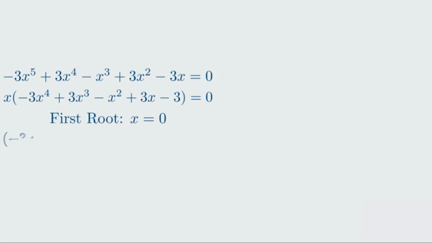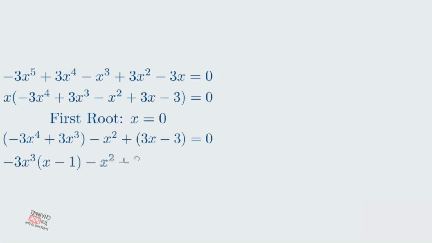Let's group the terms. The expression inside the parentheses is negative 3x to the fourth plus 3x cubed minus x squared plus 3x minus 3. In the first group, we can factor out negative 3x cubed, leaving us with x minus 1. The middle term is negative x squared. In the last group, we can factor out 3, leaving us with x minus 1. This doesn't seem to be working perfectly. There's no common factor to pull out. Let's try grouping a different way.